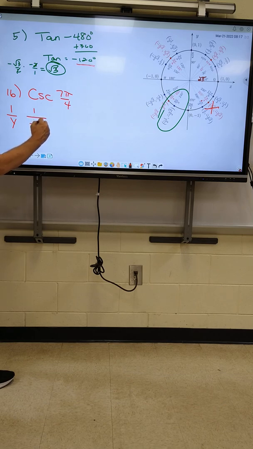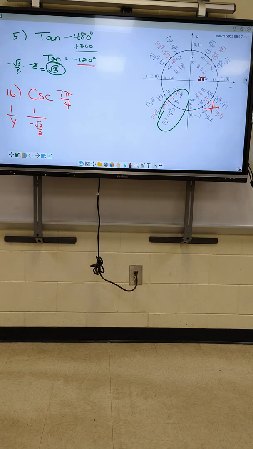1 over negative root 2 over 2. You guys try to do keep, change, flip on that. That's a little bit of a challenge. It doesn't matter if it's negative, it's even, that's all you need to know. Yeah, we're going to do that one too.